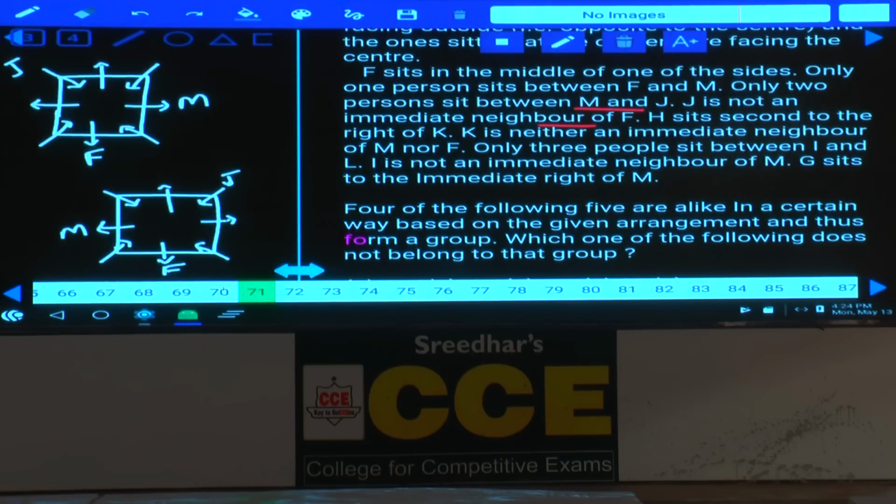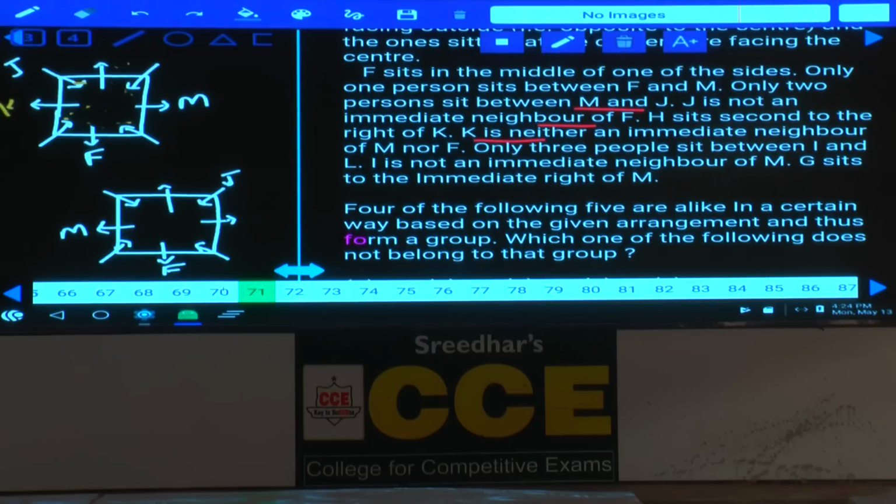H is seated second to the right hand side of K, and K is neither an immediate neighbor of M nor F. Now K cannot be here, K cannot be here. Neither an immediate neighbor of F nor M, K cannot be here. Now K cannot be at this place, 1, 2, 3, 4, 5 and 6. And so how many places are left over? Only 2 places. Out of which tell me whether K can be here or not. If K is here, K is away from the center. H sits second to the right of K. M and H must be in the same place. Is it possible? As it is not possible here, K cannot be here as well. As K cannot be here, tell me what is the only possibility we have left over?